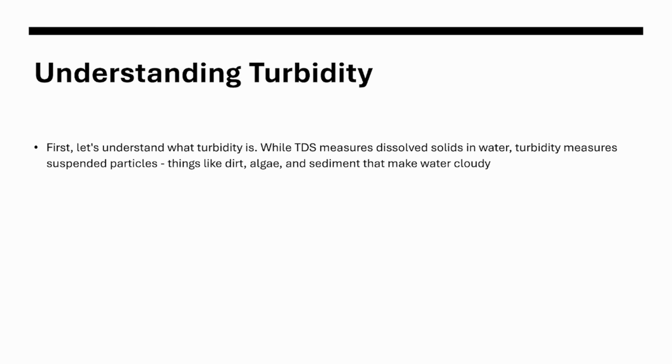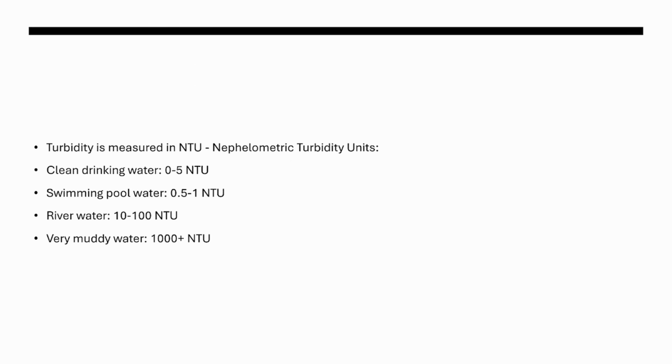So before understanding this, what does turbidity mean? First let's understand what turbidity is. While TDS measures dissolved solids in water, turbidity measures suspended particles like dirt, algae, and sediment that make water cloudy. Turbidity is measured in NTU, which stands for nephelometric turbidity unit.